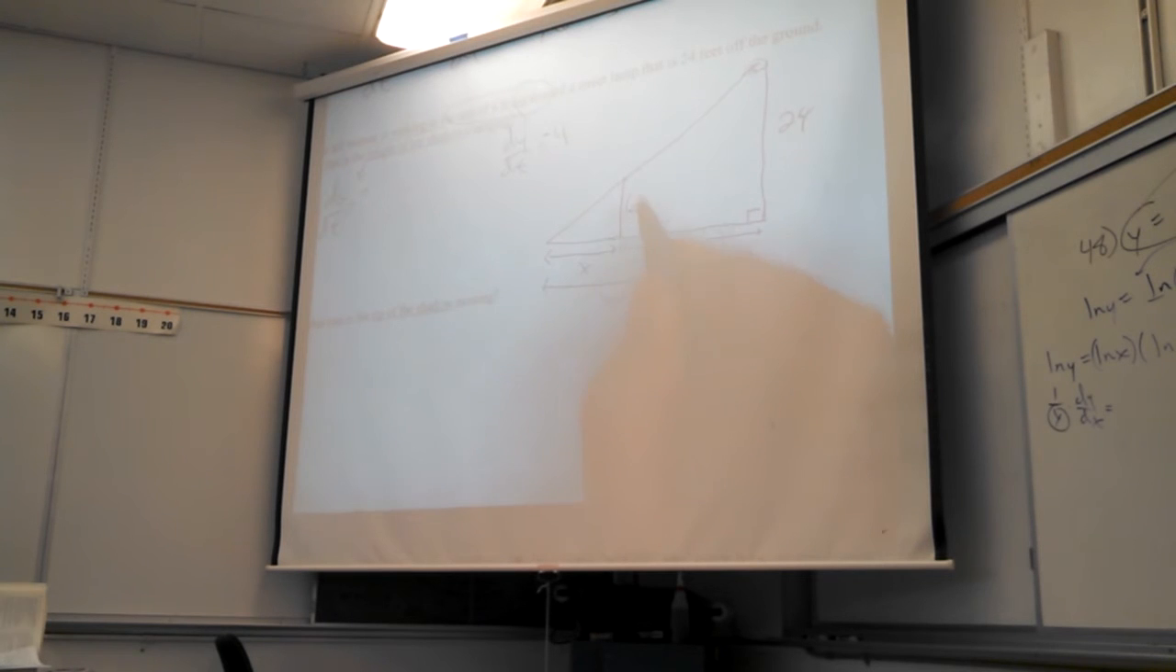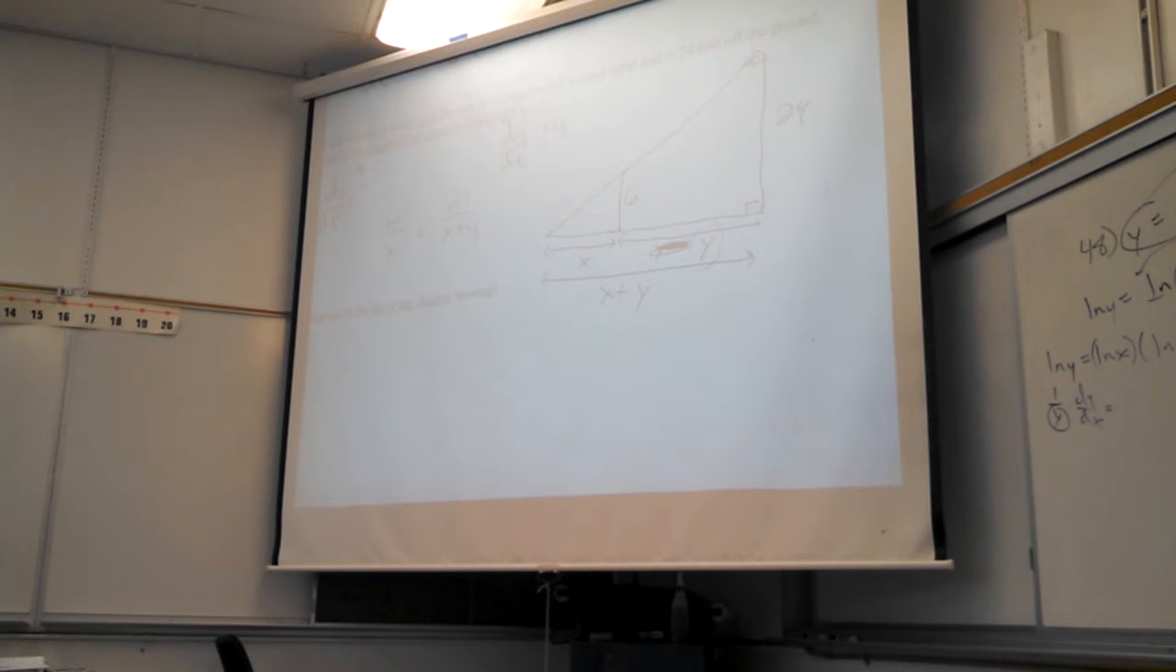So 6 is to x, as 24 is to x plus y. All right, cool. And now we can solve for x, because that's what I want to know eventually, dx/dt, right? If we do that, we'll get 6x plus 6y equals 24x. Is that cool? Then subtracting, we get 18x. Divide by 6, you get y equals 3x.